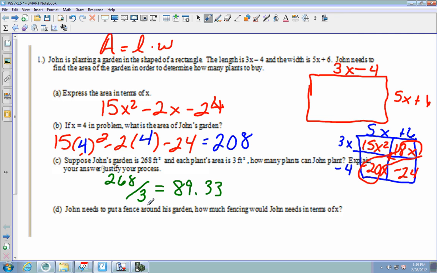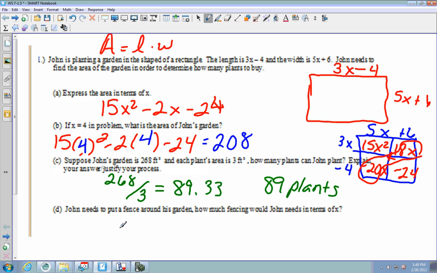Now, how many plants can he plant? Can he plant 0.33 of a plant, like of the seeds? You either have 1 seed or you have no seeds. So you have to actually round it down, and it's 89 plants that would fit in this area.